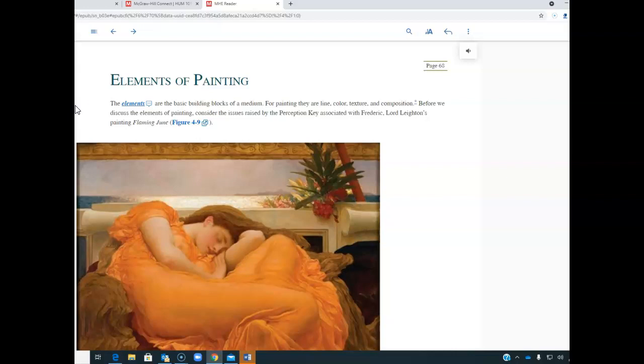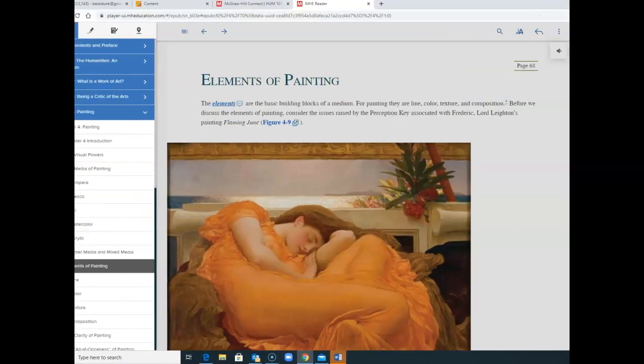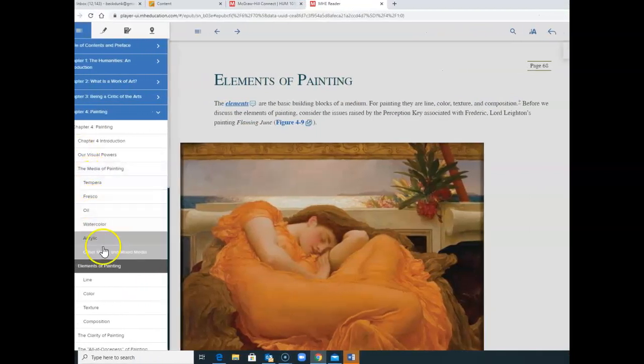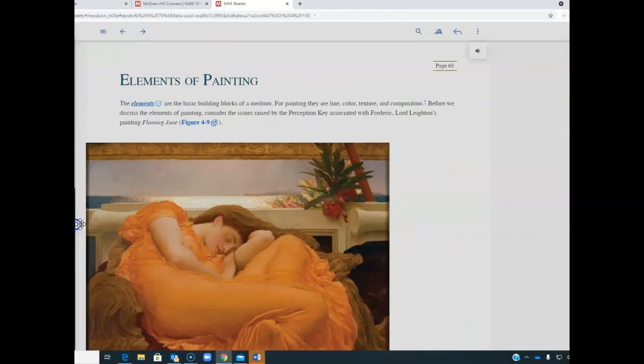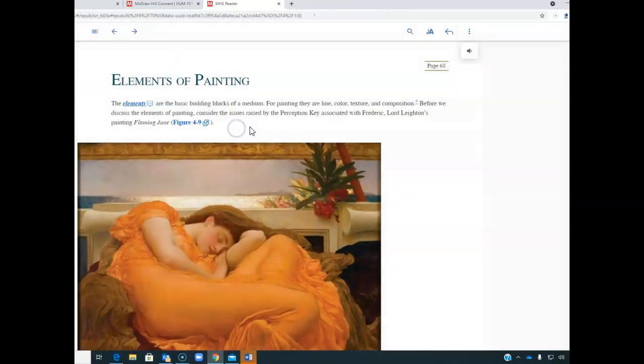As we go through each genre, this is the genre of painting, it'll start out with the media, a lot of different things over here. The media of painting is something you need to know about, but I want to just talk about the elements of painting because this is where the artistic form comes in. And so understanding what they're talking about is critical.